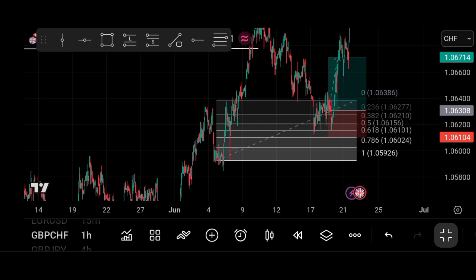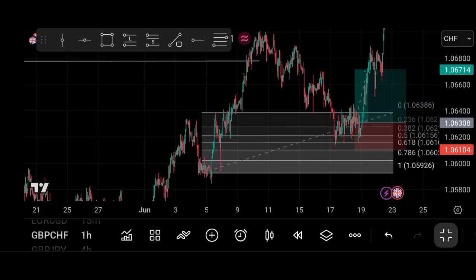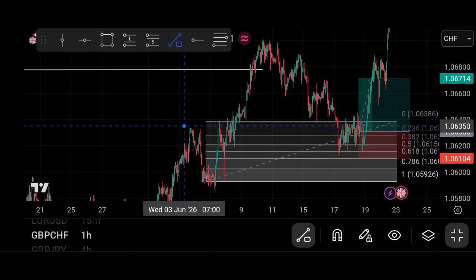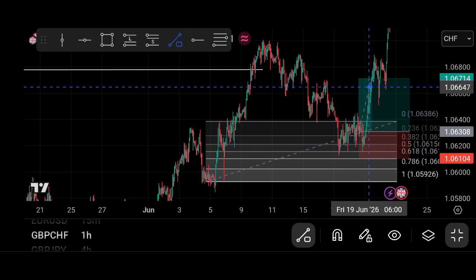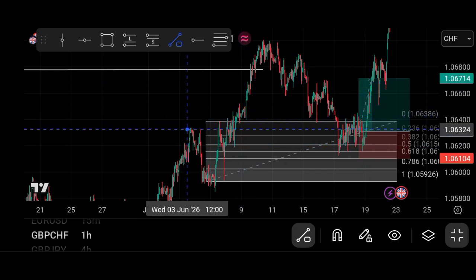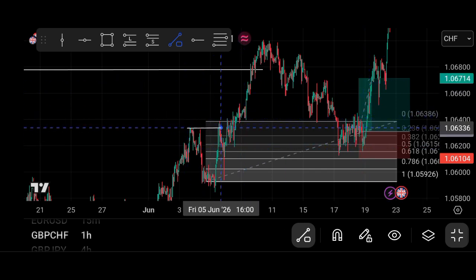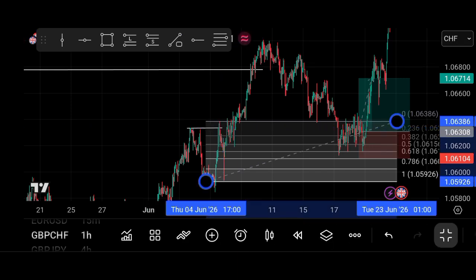Let me show you something. Follow me here. This was the last break of structure. Just assume all this area hasn't happened. This was the last break of structure. Okay? Let me delete this for a sec.